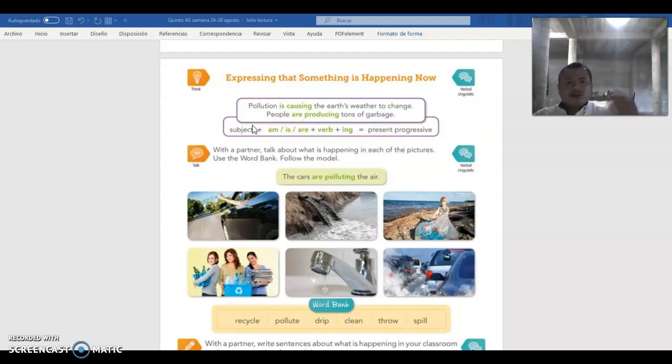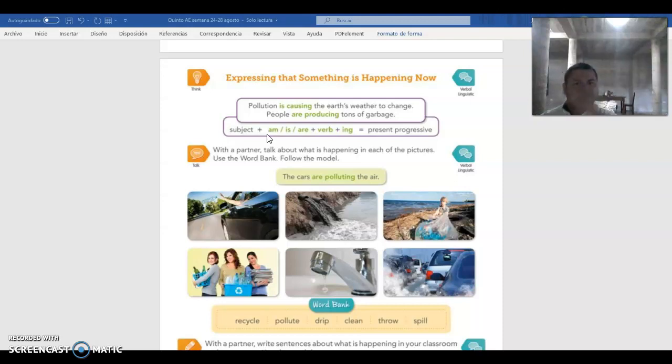Okay, so when we're talking about present progressive tense, it's when we are talking about what we are doing right now. So we need to use the verb to be, which is am, is, are. So you already know the verb to be. I am the teacher, I am the students, I am the person.